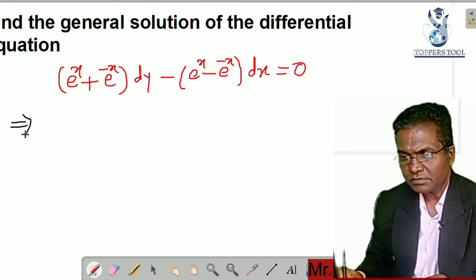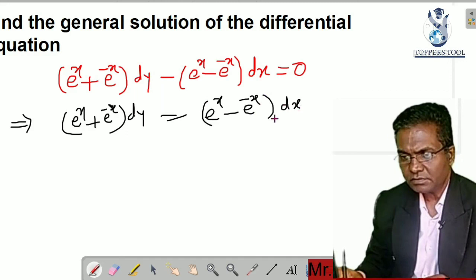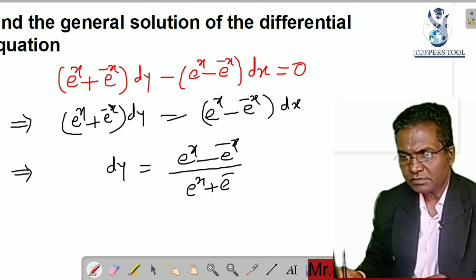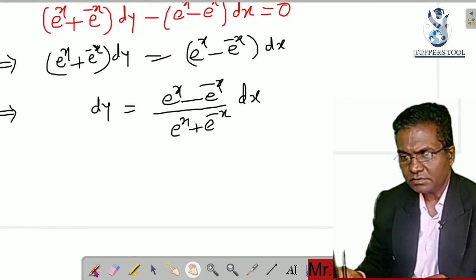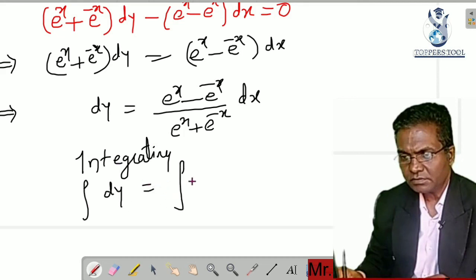So again, try to separate the variables. I can write like this. I can bring this term this side. Separate the variables. So no y terms here and here. So this is the x term, you can bring this side. Okay, variables got separated, integrate. Integration of dy is integration of e power x minus e power minus x by e power x plus e power minus x dx.